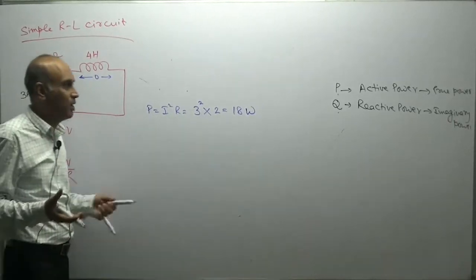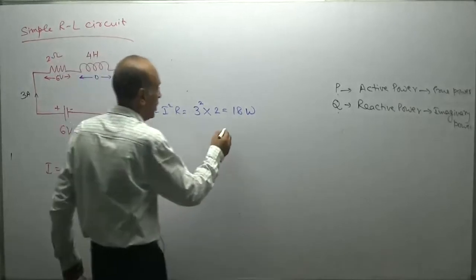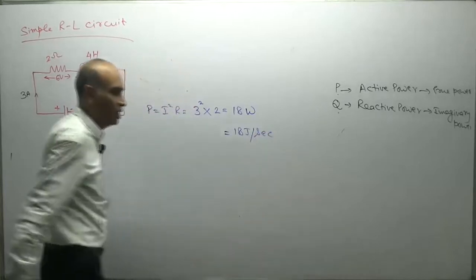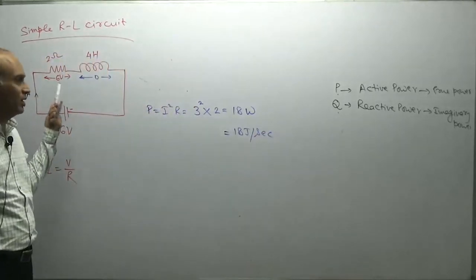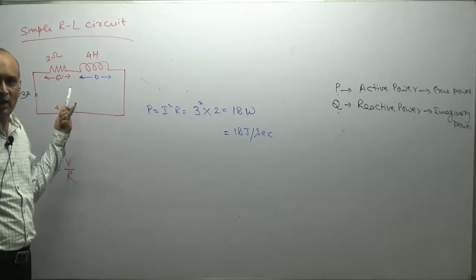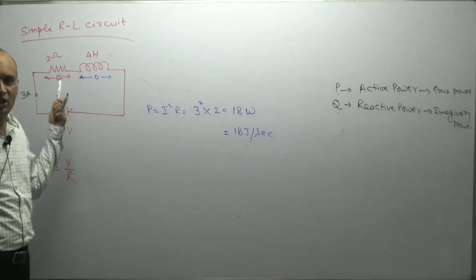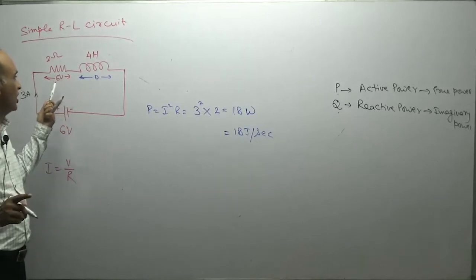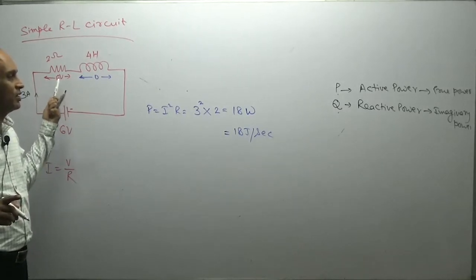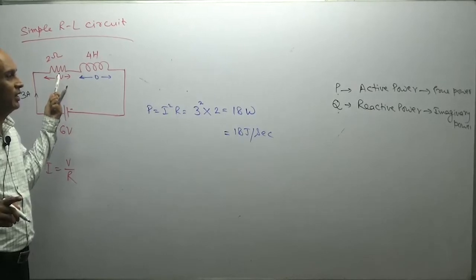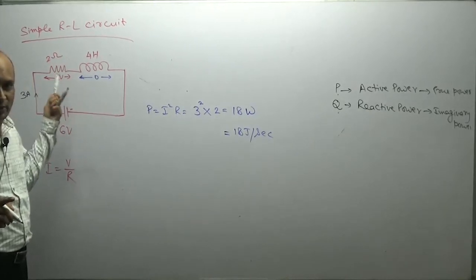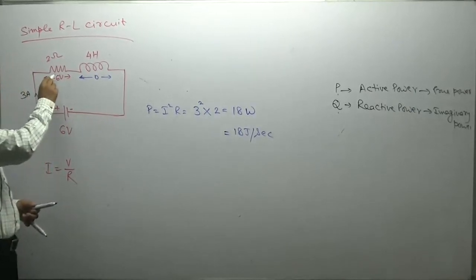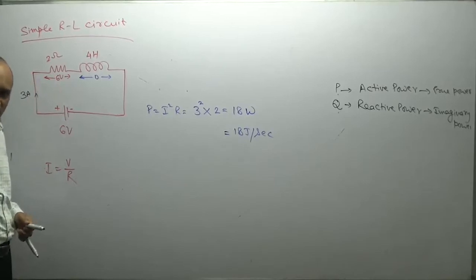It is consuming 18 watt power. What does it mean? It is equal to basically 18 joule per second. So this resistor is consuming 18 joule energy per second and dissipating it in the air. Or in other language, electrical energy is converting into thermal energy.